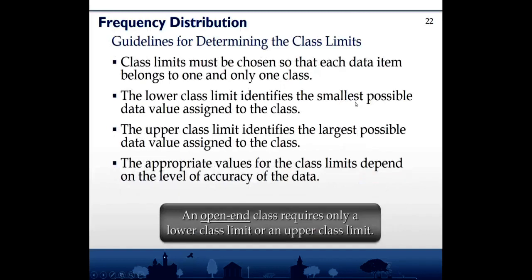And then the class limits. How do you choose the class limits? Class limits must be chosen so that each data item belongs to one and only one class. The lower class limit identifies the smallest possible data value assigned to the class, and the upper class limit identifies the largest possible value assigned to the class.